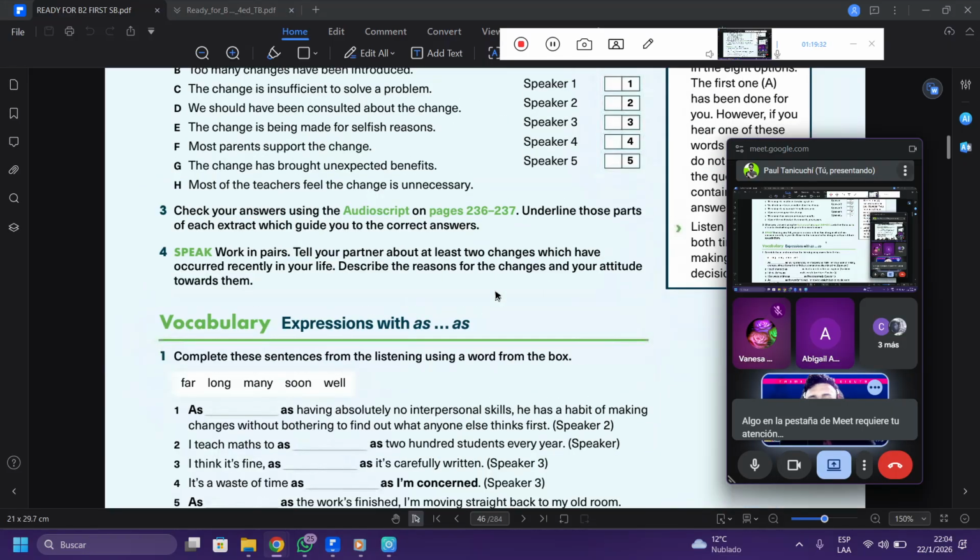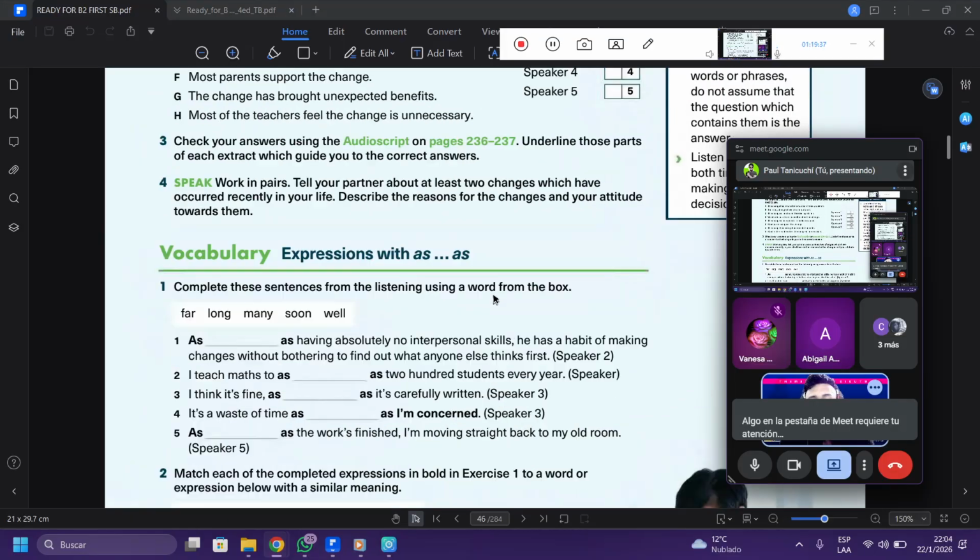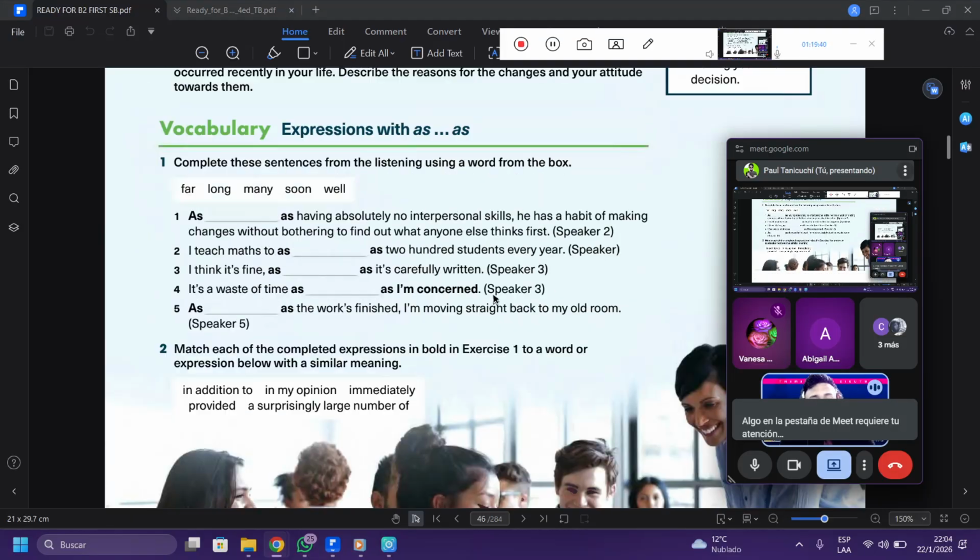Okay. The listening exercise is going to be left off for the next lesson, okay? Because we don't have so much time to write. We're gonna work on these expressions with as and as, okay? We have to complete the following sentences from the listening task, the previous one, using the word from the box. For example, we have as far as, as long as, as many as, as soon as, or as well as. Having absolutely no interpersonal skills, he has a habit of making changes without bothering to find out what anyone else thinks first. So what do you think is the word here?